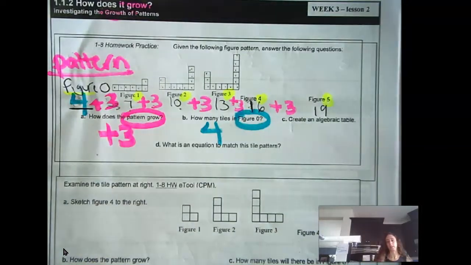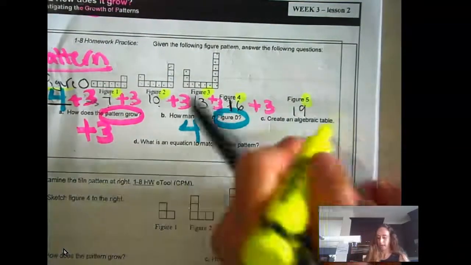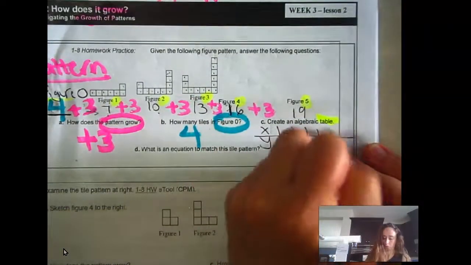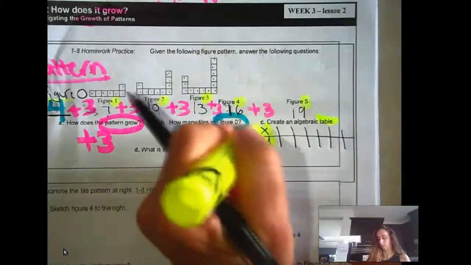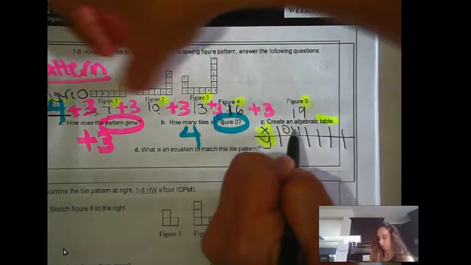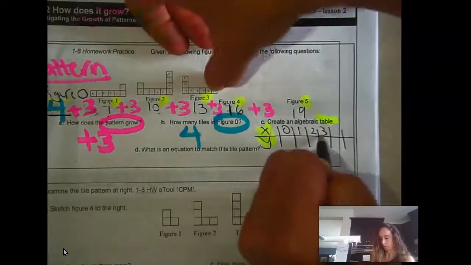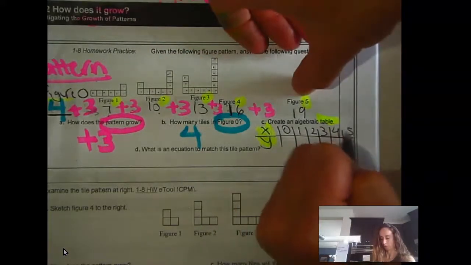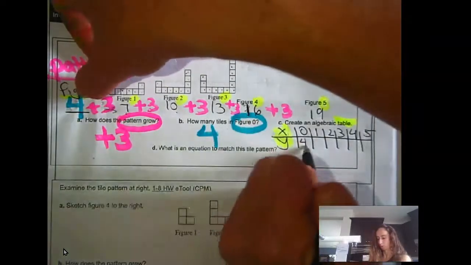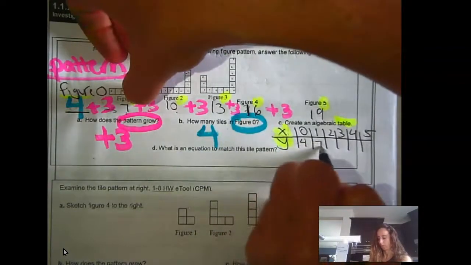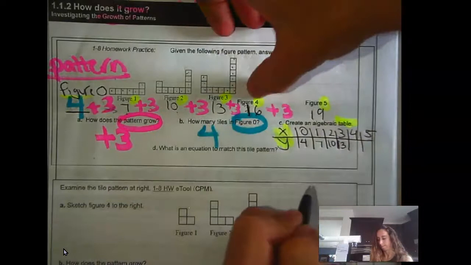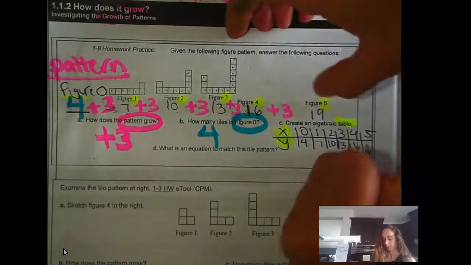Okay? Next thing they want you to do is create a table. A table is something like this. X, Y. Okay? This is a table. And what I want you to see is figure 0, 0, 1, 2, 3, 4, 5. And then if you look here, the 0 is 4. The 1 is 7. The 2 is 10. 3 is 13. And the 4 is 16. And the 5 is 19.